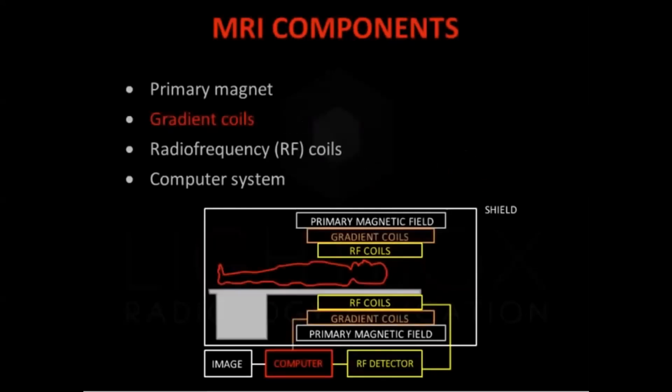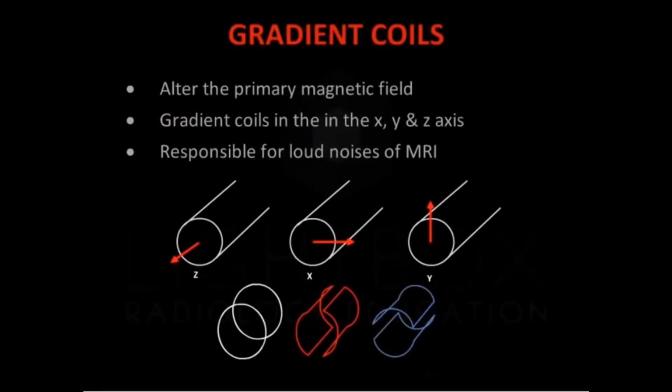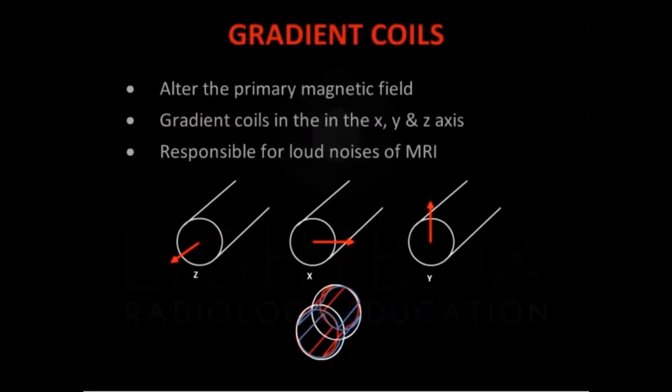The gradient coils generate secondary magnetic fields over the primary field. They are located within the bore of the primary magnet. They are arranged in opposition to each other to produce positive and negative poles. The arrangement of these gradient coils gives MRI the capacity to image directionally along the Z, X and Y axis. There are 3 gradient coils which are named according to the axis along which they act.